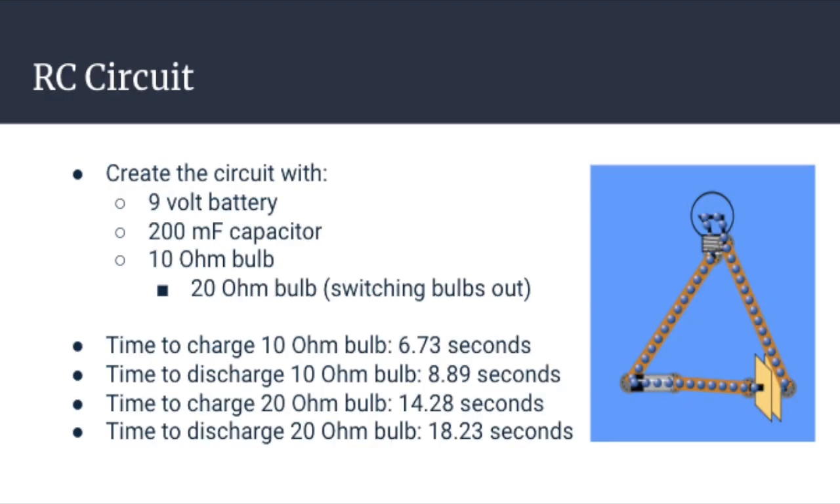Now for the second portion of the lab, RC circuits. Using the material, make a circuit like the one shown above. Start with a 10 ohm bulb and watch how long it takes for light to go out, the charging. Then remove the battery and time how long it takes again for the light to go out, discharging. Do this again for the 20 ohm bulb.